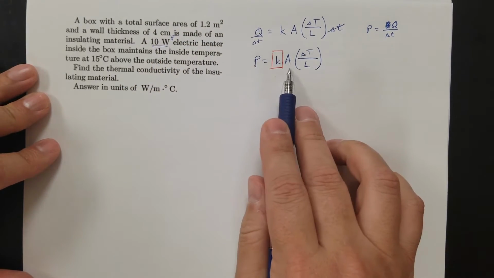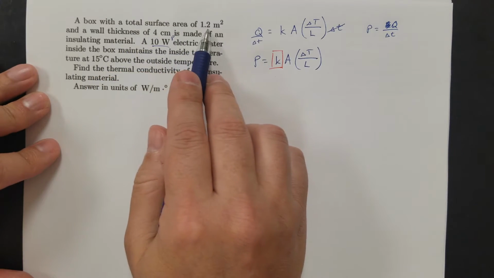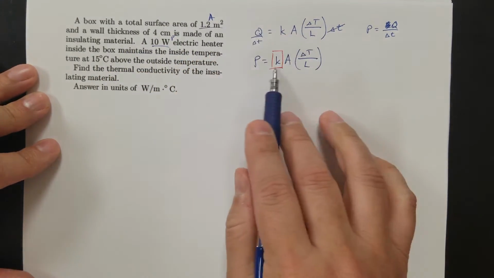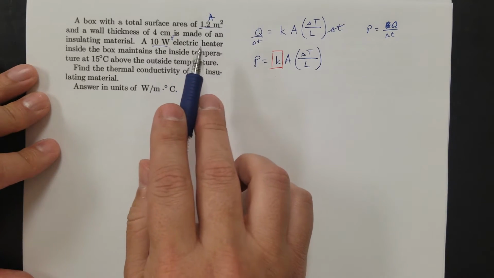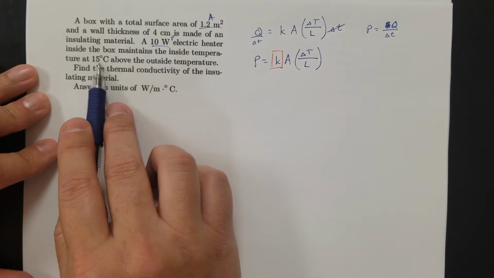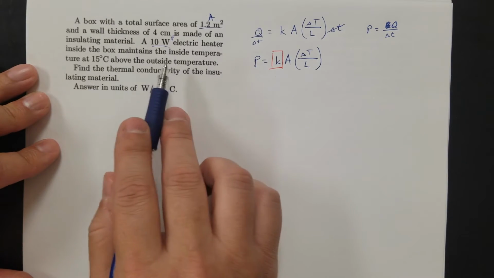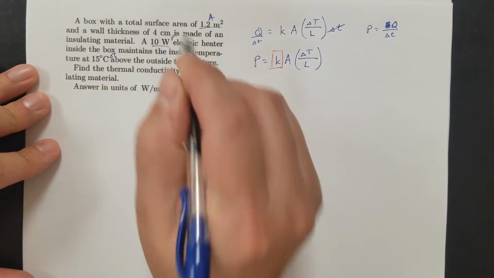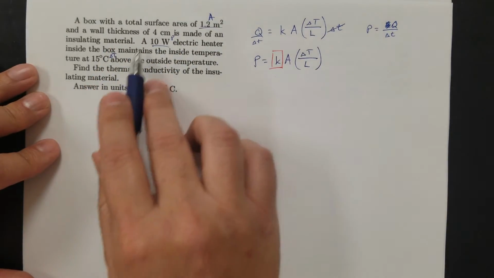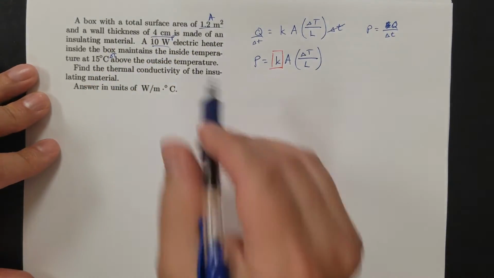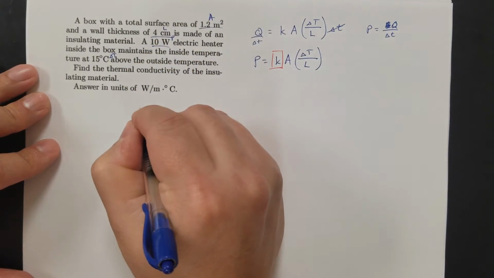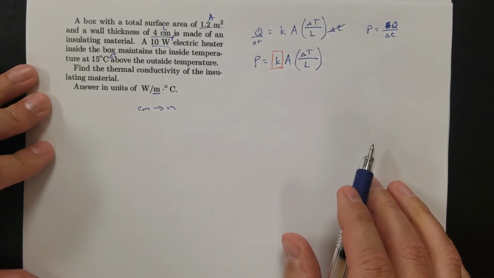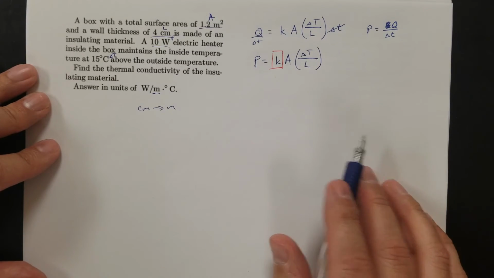There's my power. Area, box with a total surface area, right? So this is my area. Change in temperature. It maintains the inside temperature 15 degrees C above the outside temperature, right? So whatever the outside is, the inside is 15 more. So that means that is my delta T. And my thickness is 4 centimeters thick, right? So that's my thickness, but again, you need to turn it, because base units, centimeters need to turn into meters. And then you can plug in and solve.